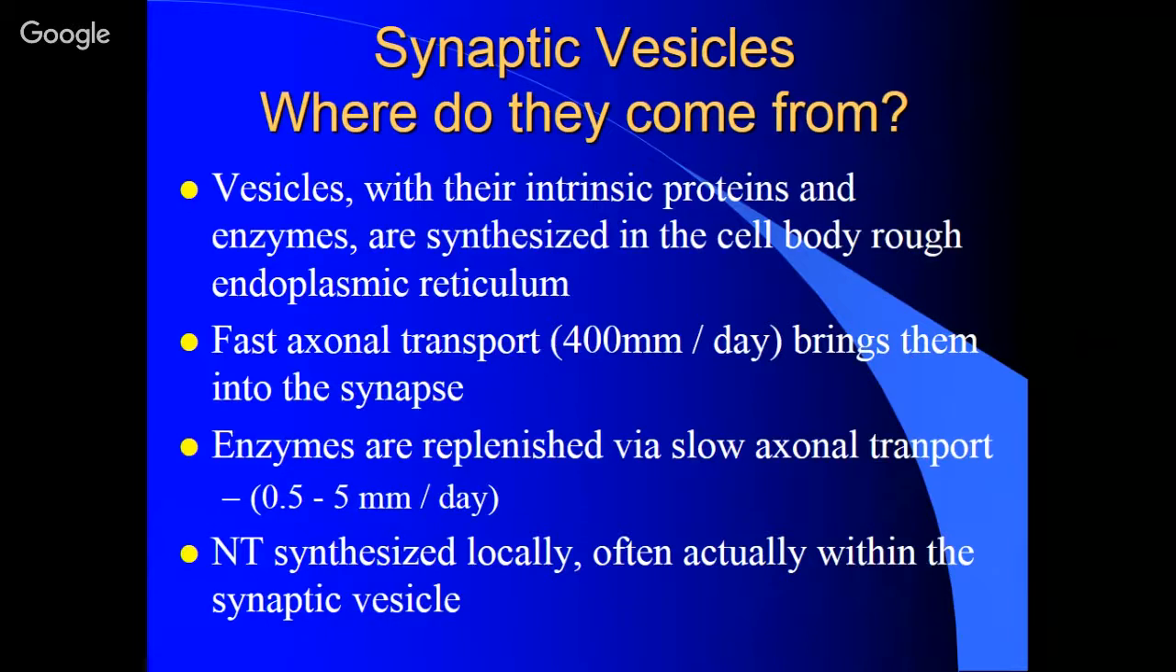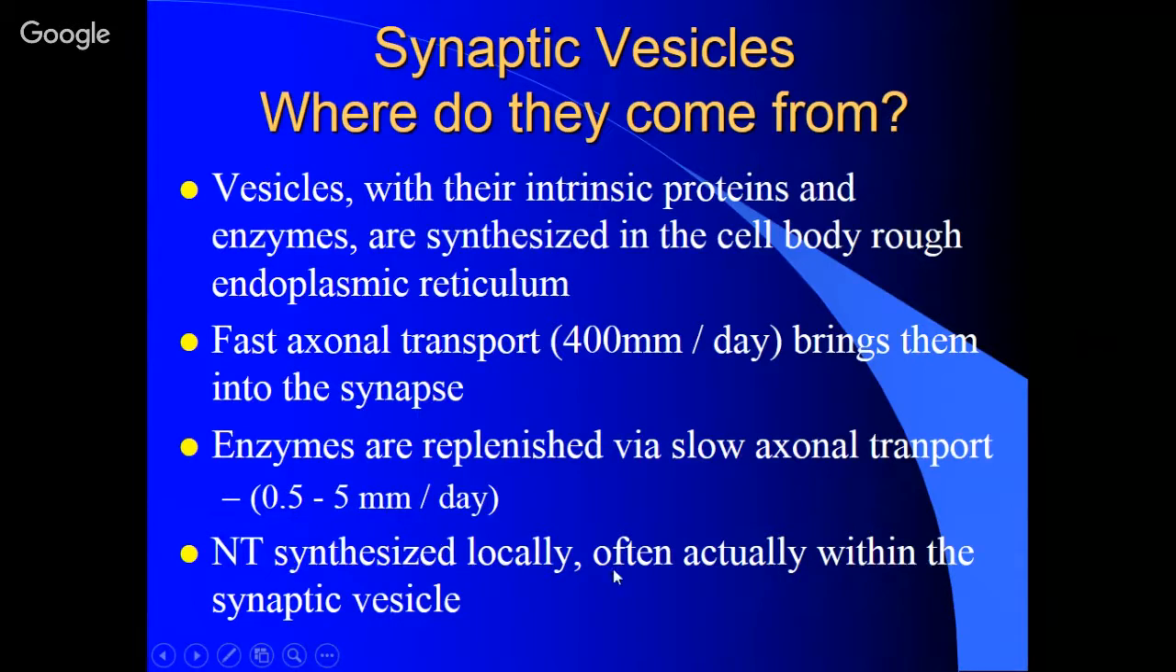All right, where are they made, that sort of thing. The vesicles, with all of their intrinsic proteins and enzymes, are synthesized in the cell body. Then they're transported by fast axonal transport, which is, as you can see, 400 millimeters a day. We'll have a lecture, I guess, next year on axonal transport. That brings them down to the synapse. Individual enzymes involved in intermediary metabolism are replenished via slow axonal transport, which is really slow. You can think in terms of 1 to 2 millimeters a day as opposed to 400 millimeters a day.